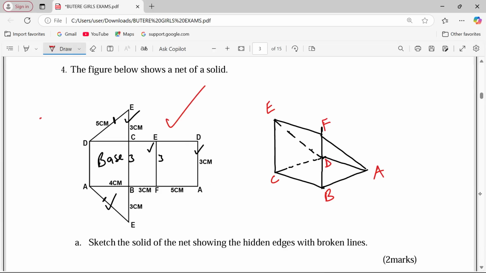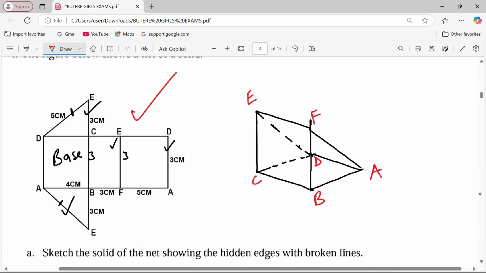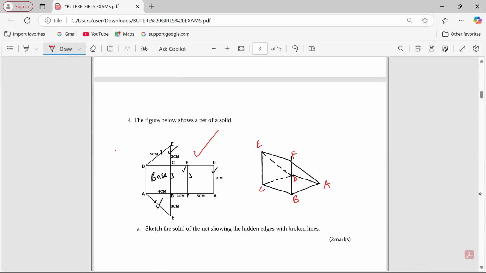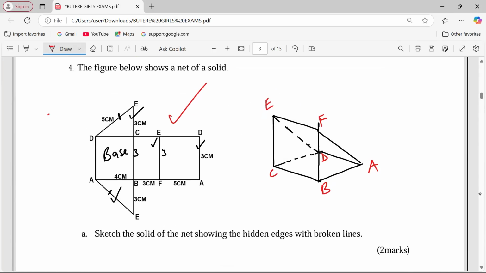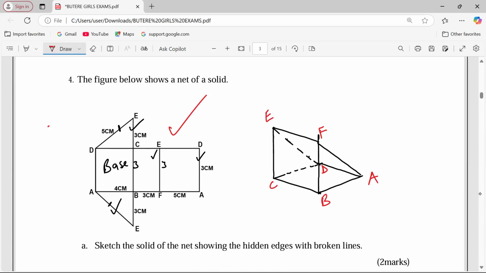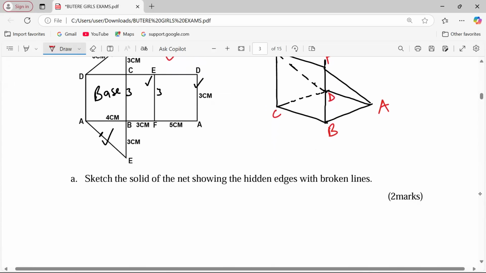I hope we are together in the coming up of the diagram. You first draw it in your mind. You first see the diagram in your mind, the wedge. Then now you come up with the real diagram.